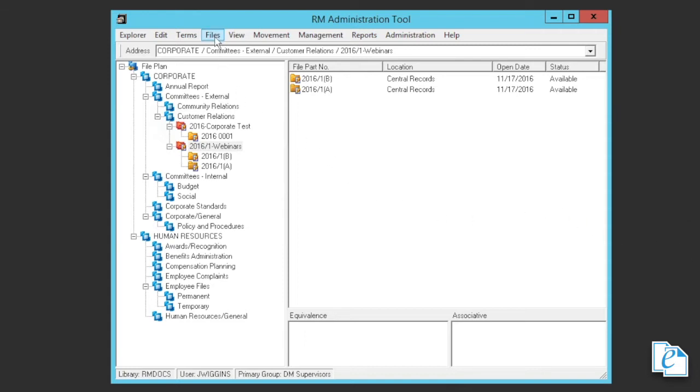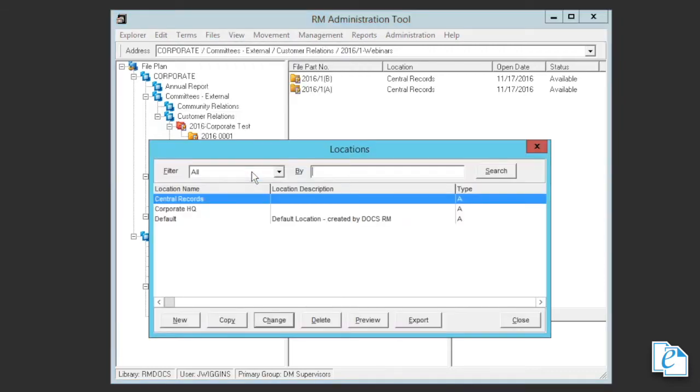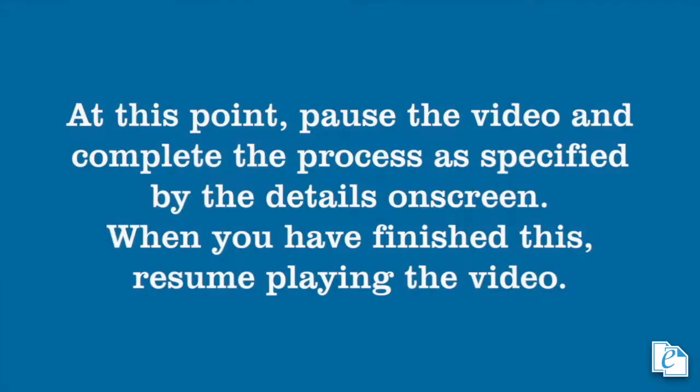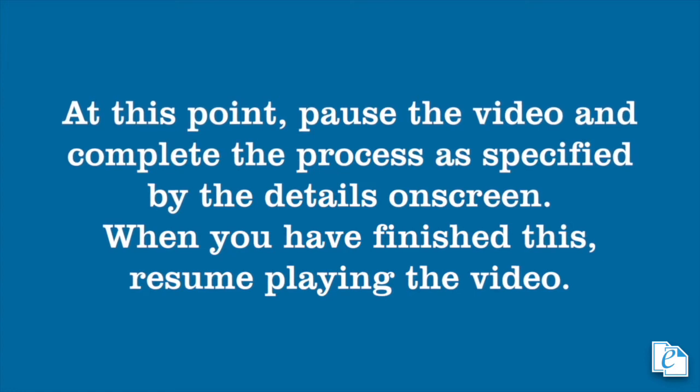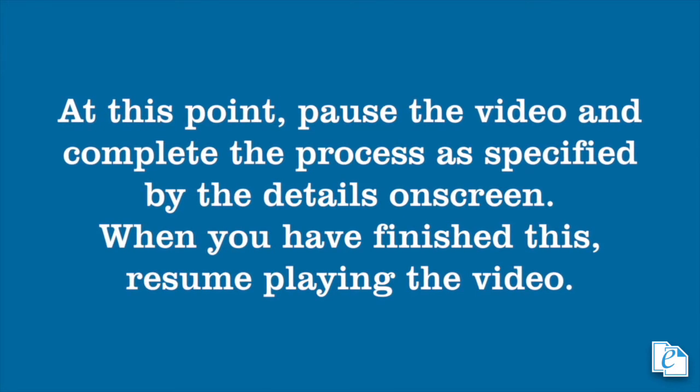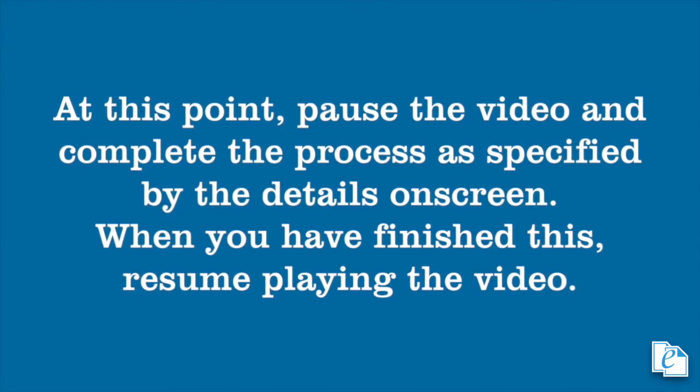To create a location, select Files, Locations, then click New. At this point, pause the video and complete the process as specified by the details on screen. When you finish this, resume the video.